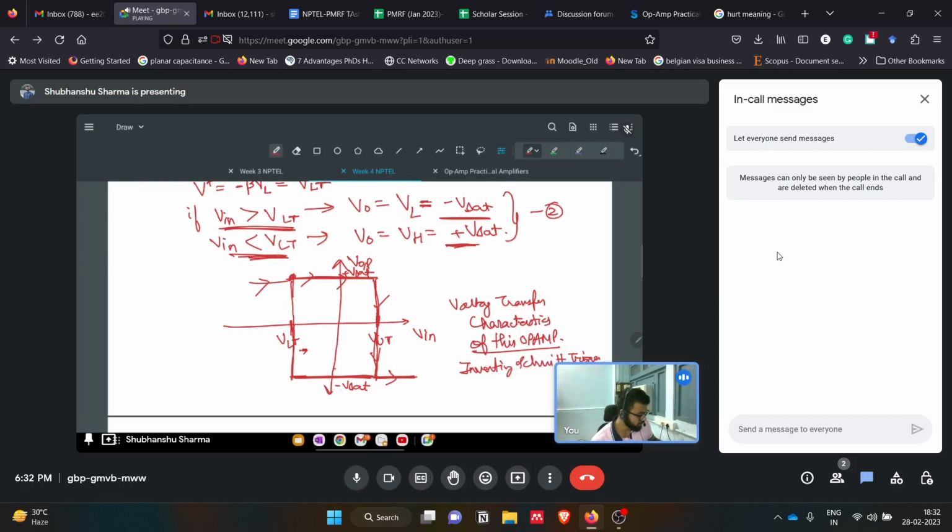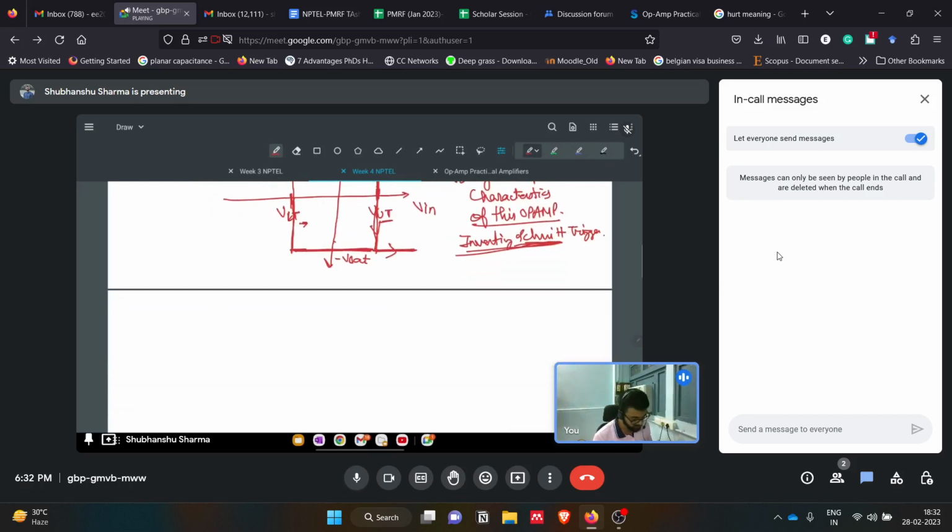Now, why are we saying inverting Schmitt Trigger? Because if we give less voltage than the lower threshold, then we are getting the higher output, or we can say we are getting the plus V sat. But if we are giving more voltage than the upper threshold, then we are getting the negative V sat. So that's why it is inverting the input. That's why we are saying inverting Schmitt Trigger.